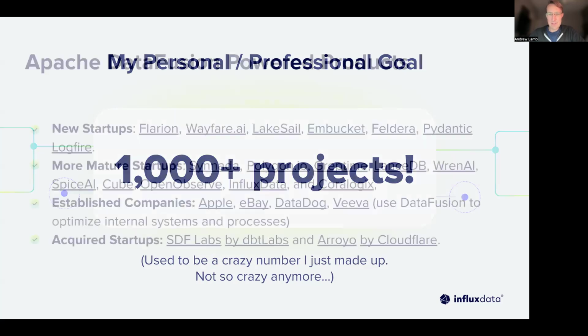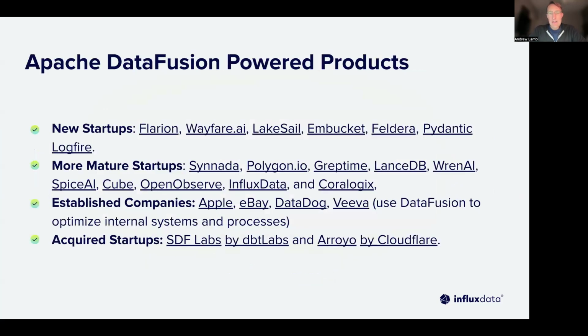So I feel like it's making good progress. Here's an example. This was a fun slide to put together of a variety of startups. I know that new startups are working on building products with Data Fusion. Also, there's a whole bunch of mature ones that have been around for several years. There are several big established companies that are effectively using Data Fusion to optimize internal systems and processes. Sometimes you get details about what that is.